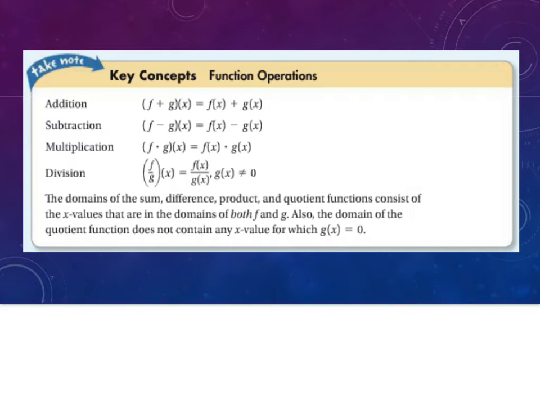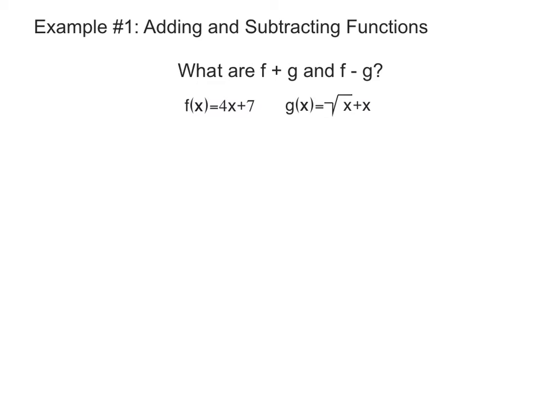So if you can find the domain of f and you can find the domain of g, then it's all of it together. Also, the domain of the quotient function does not contain the x values for which g is equal to 0. So basically, the domain is all numbers except for where the denominator would be set equal to 0. All right, so we're just going to practice adding and subtracting.